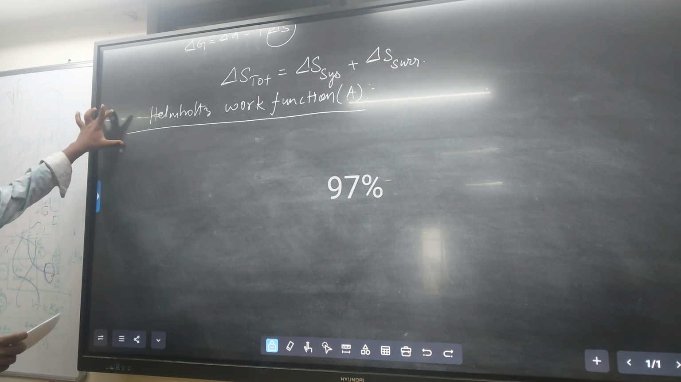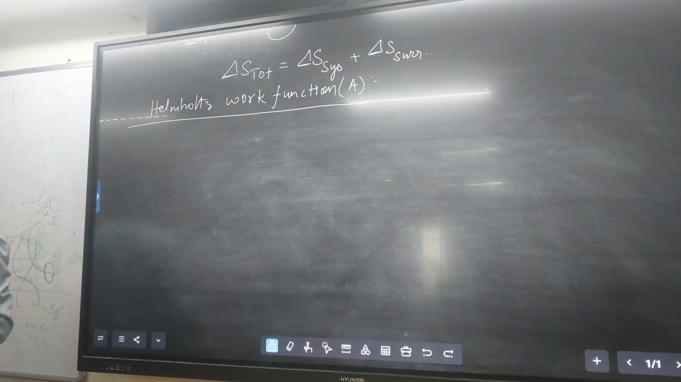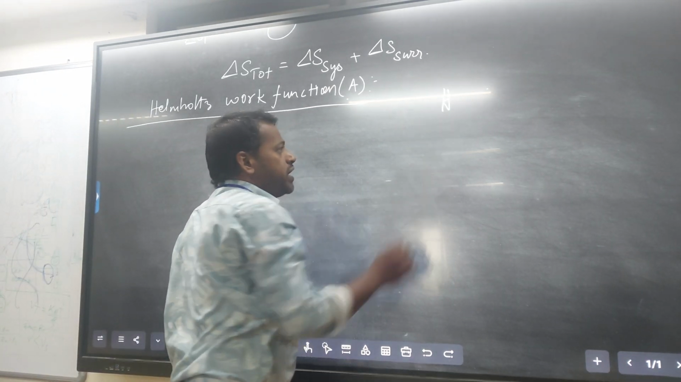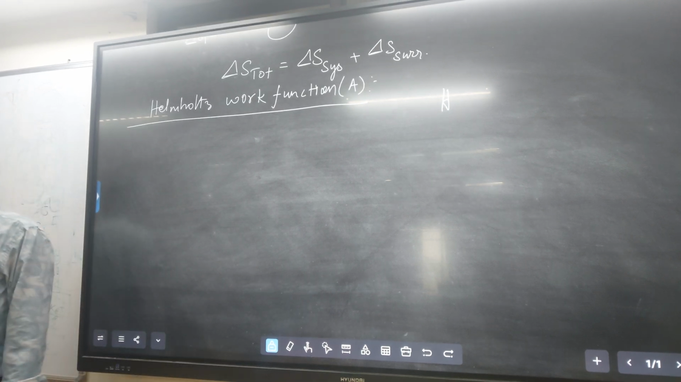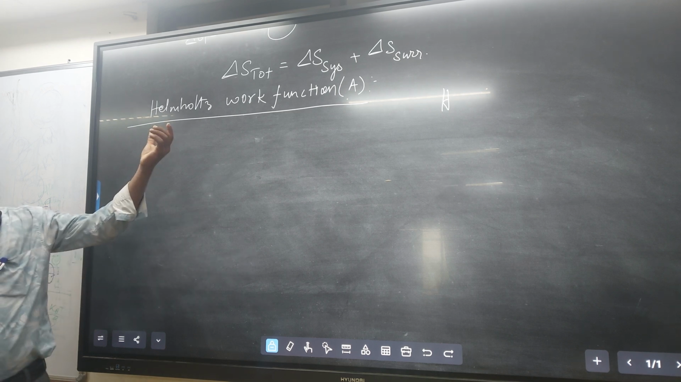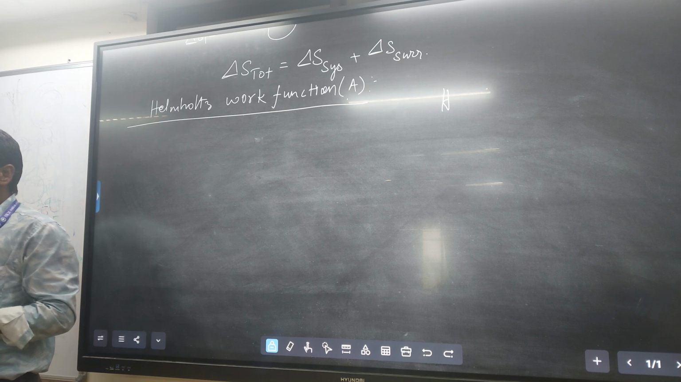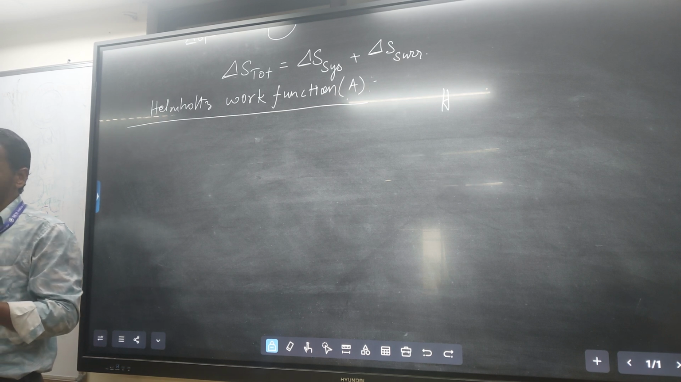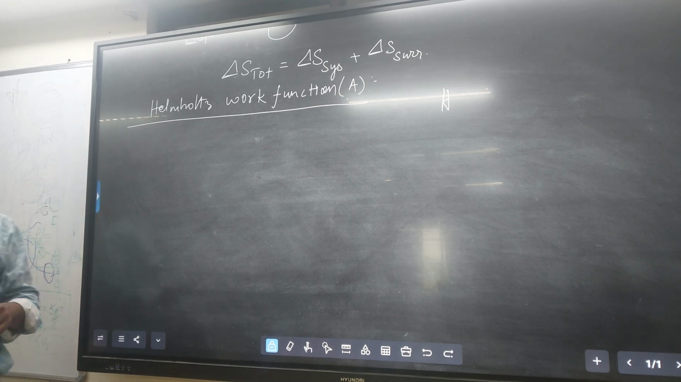The Helmholtz work function has the symbol A. What is the symbol of enthalpy? H. What is the symbol of internal energy? U or E. The Helmholtz work function is A. For Gibbs free energy, the symbol is G.